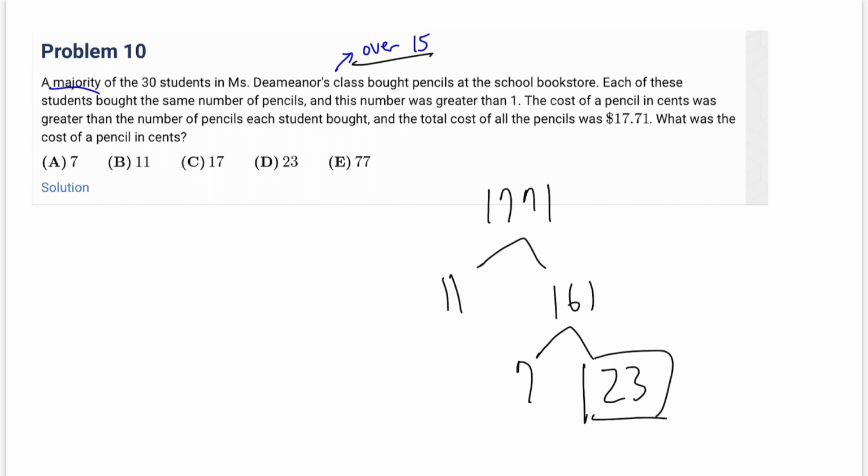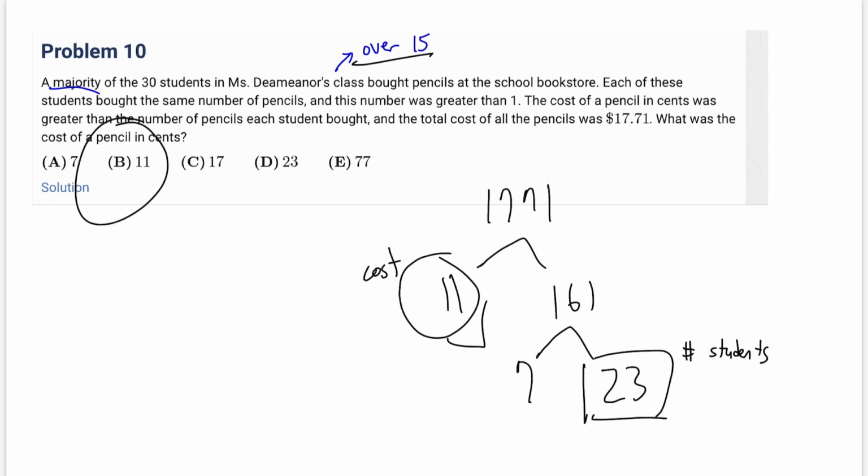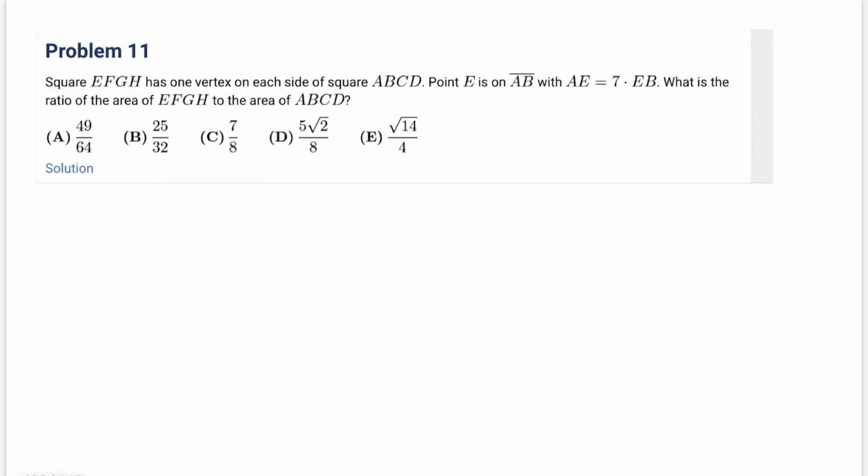15 is 23. That means that the number of students is 23. So this is the number of students. And the cost of a pencil in cents was greater than the number of pencils each student bought. So the cost was greater than the number. Since 11 is greater than 7, this is the cost of a pencil. And so the answer is 11 cents. The answer is B.